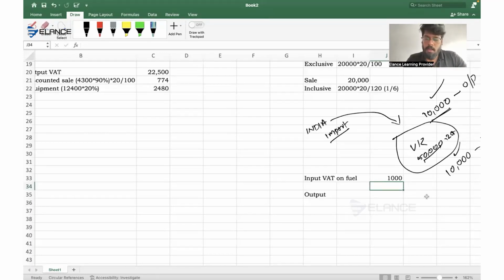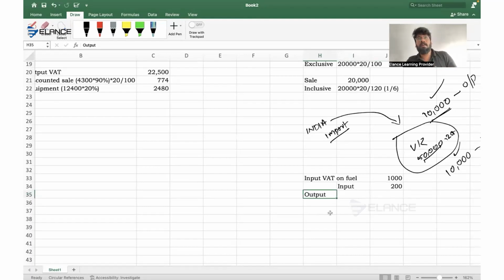Okay, so here I paid 10,000, and the 200 is the VAT I paid at the time of filling the fuel, and it will be the input VAT on fuel. If I want to reclaim this input VAT on fuel, I should compute an output VAT too. So how can I compute the output VAT on fuel?